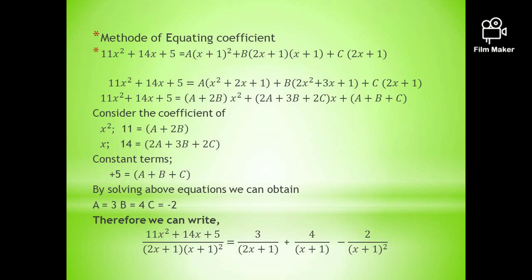Then if you equate the coefficient of x squared, you will obtain the answer. Left hand side is 11, right hand side is a plus 2b, x squared terms. With that, you can write 11 equals a plus 2b. Then x terms, left hand side 14, right hand side 2a plus 3b plus 2c. With that, 14 equals 2a plus 3b plus 2c. And if you consider the constant terms, 5 equals a plus b plus c. With that, if you substitute in the calculator, you can obtain the answers a equals 3, b equals 4 and c equals minus 2.